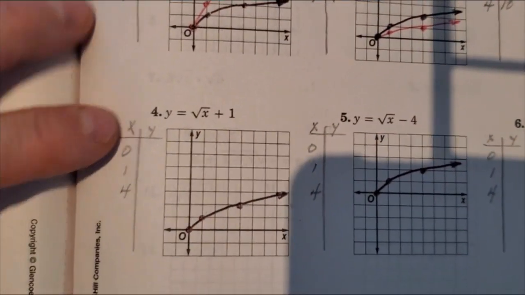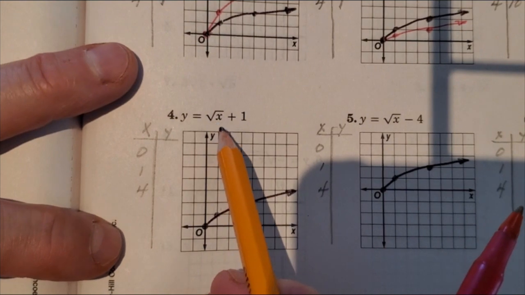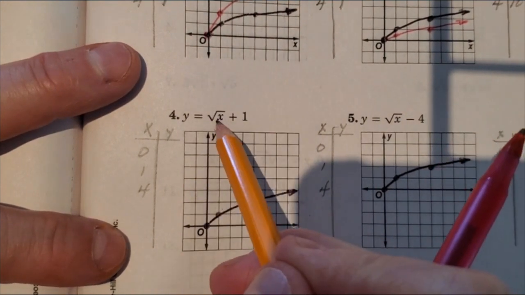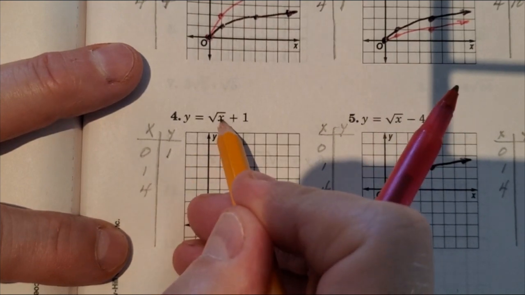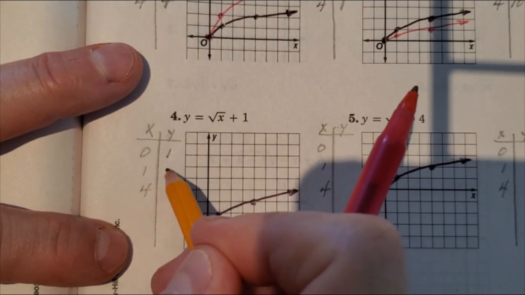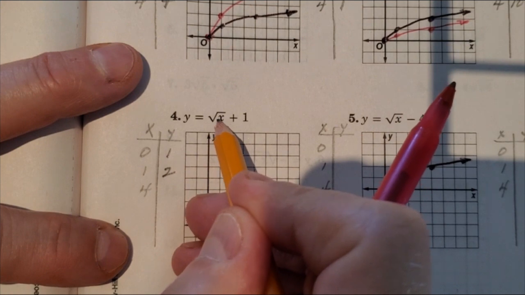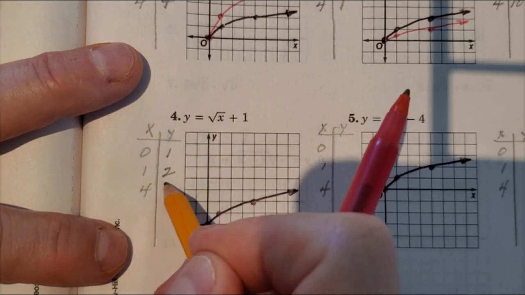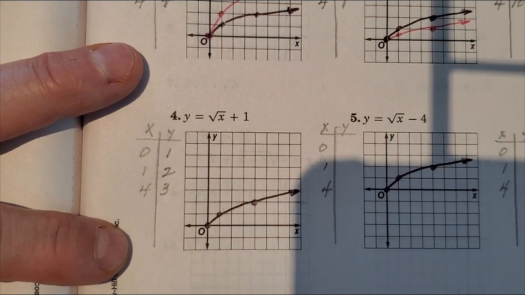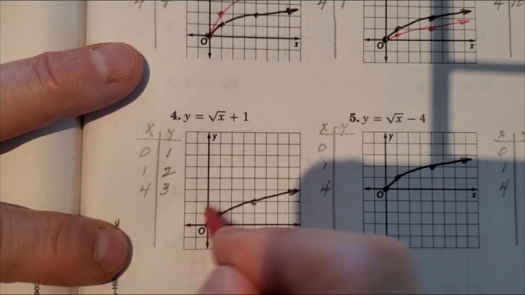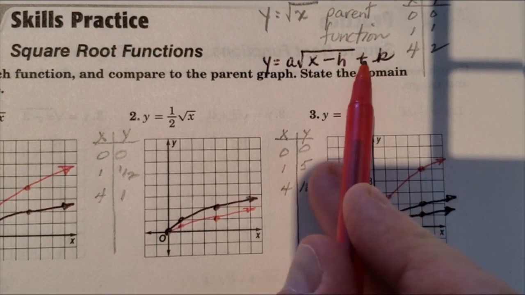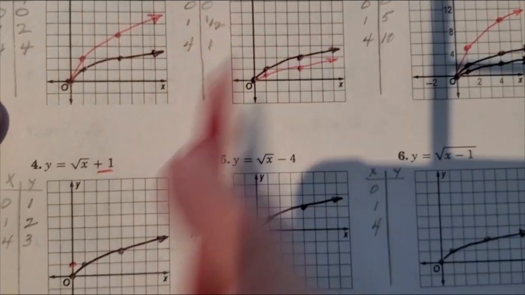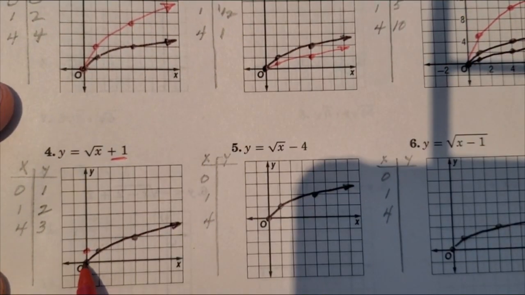Now let's go to the next one. Put 0 in for x. Now you got to be really careful as you do these. 0 in for x, you get 0. 0 plus 1 is 1. Put 1 in for x, you get square root of 1 is 1. 1 plus 1 is 2. Put 4 in for x, square root of 4 is 2. 2 plus 1 is 3. So you get 0, 1. It just moves it up 1 because remember that's plus k. If we go back to this plus k, when that's a positive k, it moves it up. If it's negative, it moves it down, that first point.